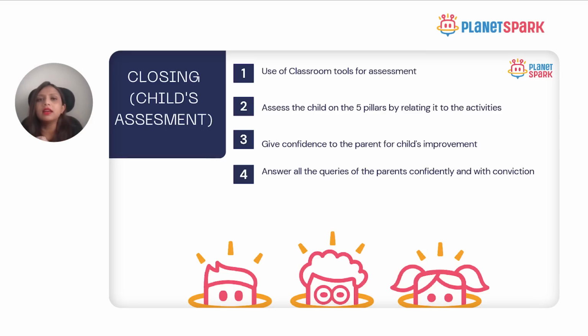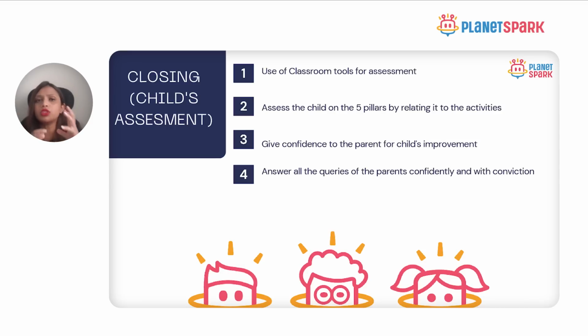Teachers, the next part of the closing is how good are you at using the classroom tools to assess the child? Also, assessing the child on the 5 pillars by relating them to the activities the child has done, and also doing this with confidence and telling the parent how you're answering the questions that the parents shoot at you. You need to have conviction in the way you deliver it. Now we'll go through all of this, teacher.